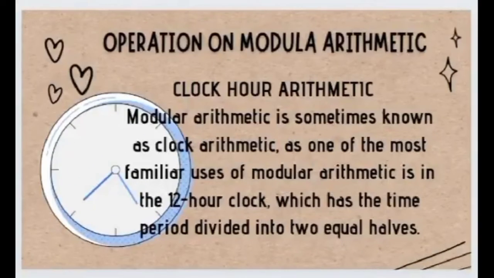Operation on modular arithmetic. Clock hour arithmetic. Modular arithmetic is sometimes known as clock arithmetic. One of the most familiar uses of modular arithmetic is in the 12-hour clock, in which the time period is divided into 2 equal halves.